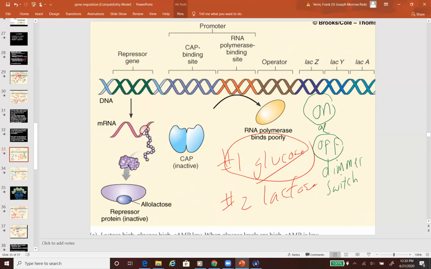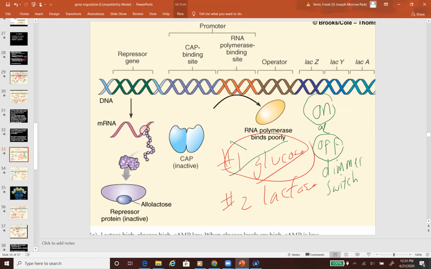If glucose is your number one choice and lactose is present, then the cell is going to focus primarily on the glucose. So it will break down the lactose, but it will break it down kind of slowly. It's like the lights are on low. The genes are on, but they're being transcribed slowly. And why? It's because glucose is present, and that's the top priority for the cell.